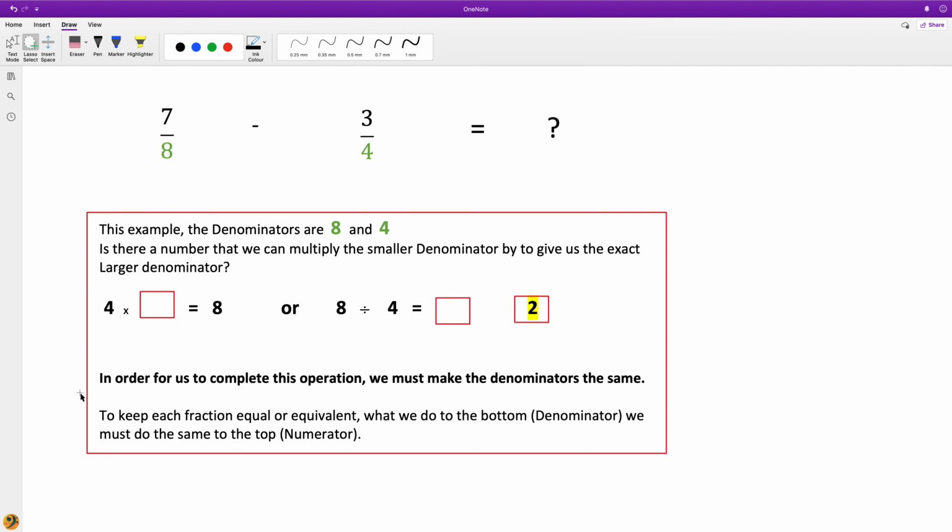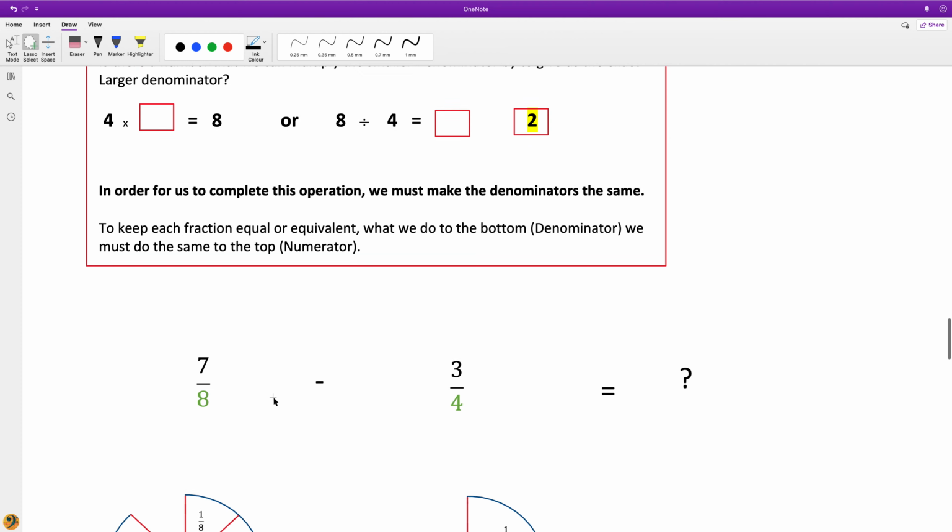In order for us to continue and complete the operation, we must make the denominators the same. Something also important to remember is to keep each fraction equal, or equivalent. What we do to the bottom, the denominator, we must also do to the top, which is the numerator. So we'll go ahead and show all this worked out.